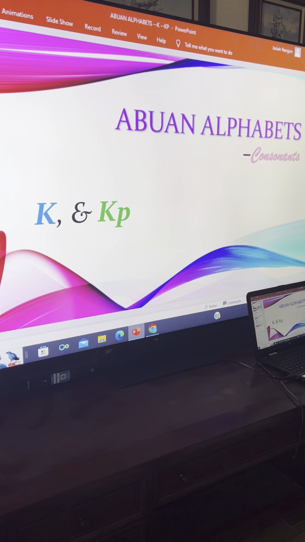We've been focusing on the consonants in this series, and in today's video, we will be taking a look at the letter K in English, which is K in Abuan, and then also the combo consonant K, B. When these two are combined, it is B, or B if you want to draw it a little longer in your pronunciation. So K, B, K, B.